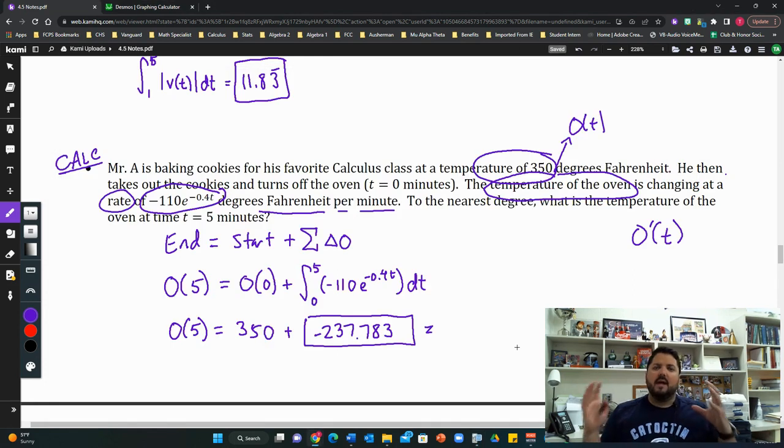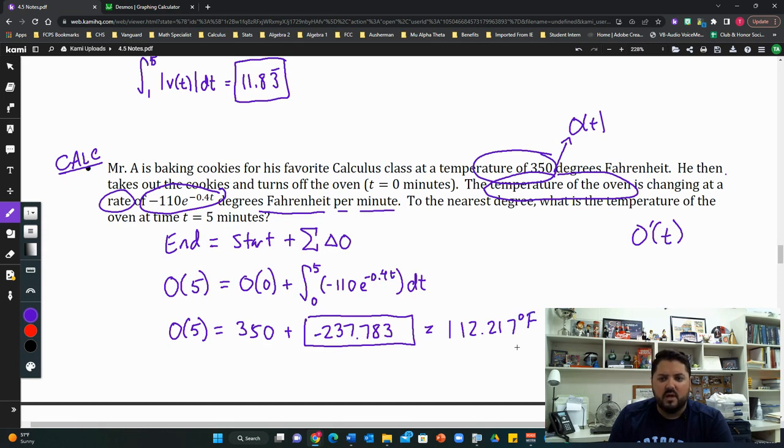Okay, so that number represents the total amount of change that the oven's temperature went under during that interval. So what that means is whatever the temperature started out as, by the end of the interval, it had decreased 237.783 degrees Fahrenheit. So now that I know my starting value, I can combine these two to get the end temperature of the oven. So that comes out to be 112.217 degrees Fahrenheit.